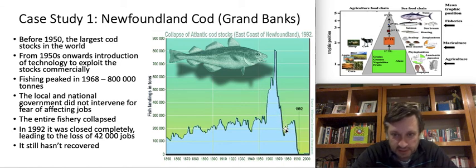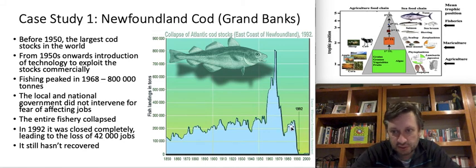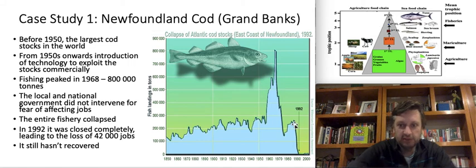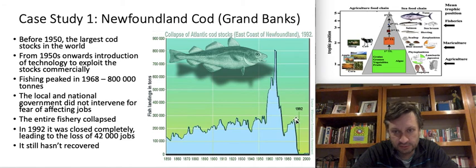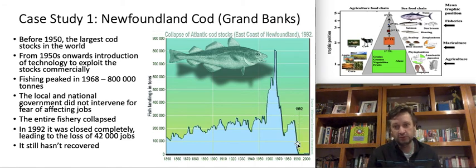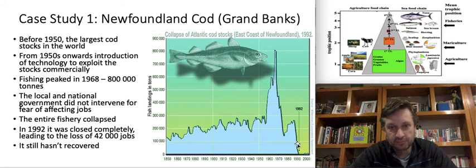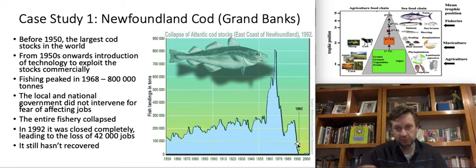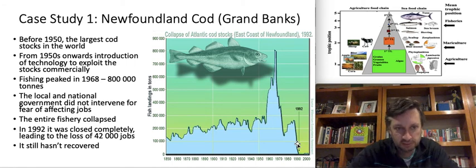There were attempts in the 70s and 80s to try to exploit it sustainably, but in the late 80s, early 90s, the stock collapsed completely, pretty much overnight. And then the government had no choice, because there was no fish left, or very few fish left. They had to close the fishing industry. And in 1992, about 42,000 jobs were lost overnight, and the fishery never recovered. It was just a case of, very simply, exploiting the fishery for many years above its maximum sustainable yield.